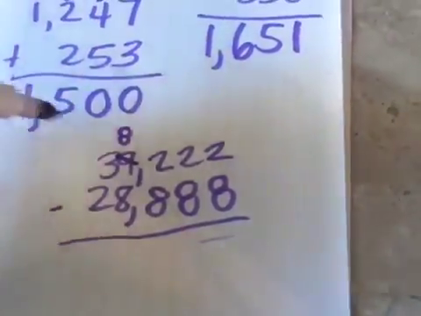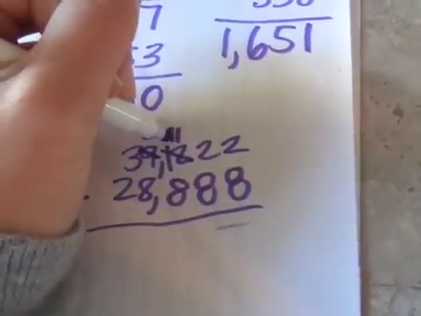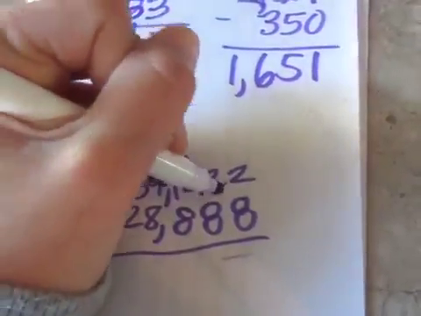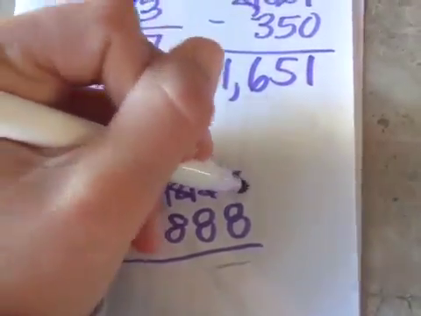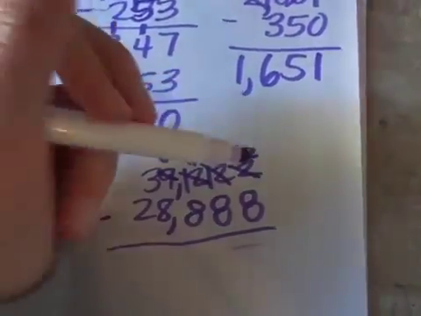This 9 becomes an 8. The 2 becomes a 12. Got to borrow again, becomes an 11. You'll see this pattern repeated. 2 becomes a 12, got to borrow again, it becomes an 11. 2 becomes a 12. Now I can subtract.